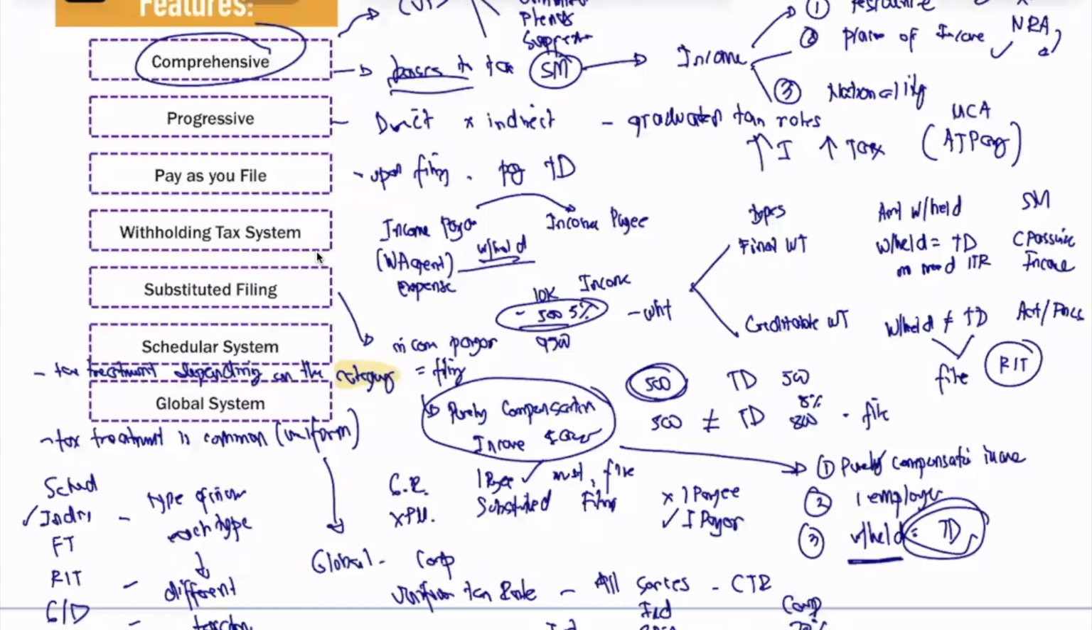Next, schedular and global system. This is as to the imposition of your tax rates. For schedular system, there is a different tax treatment depending on the type or the category of the income. In global system, whatever is the type of income or category, you will tax it uniformly or in common. So we said schedular applies to individual while global applies to corporation.